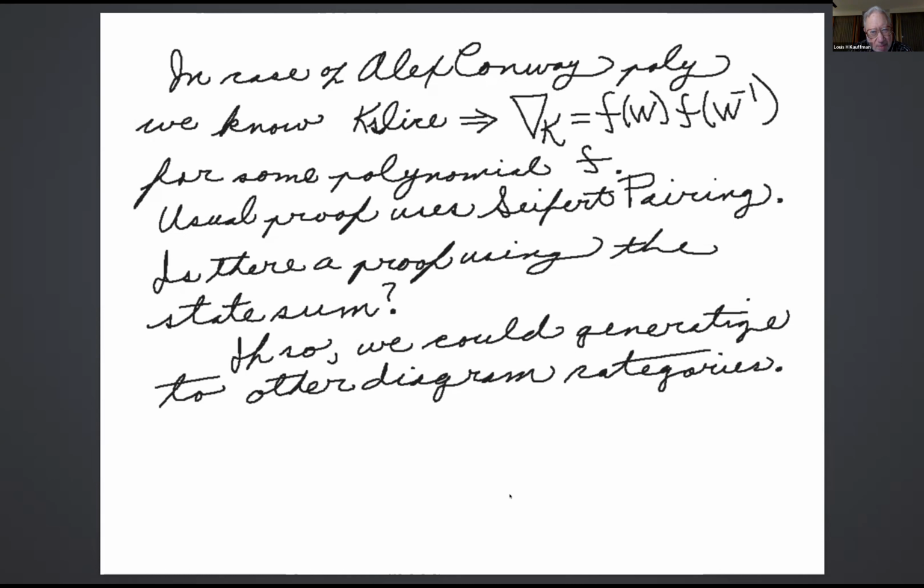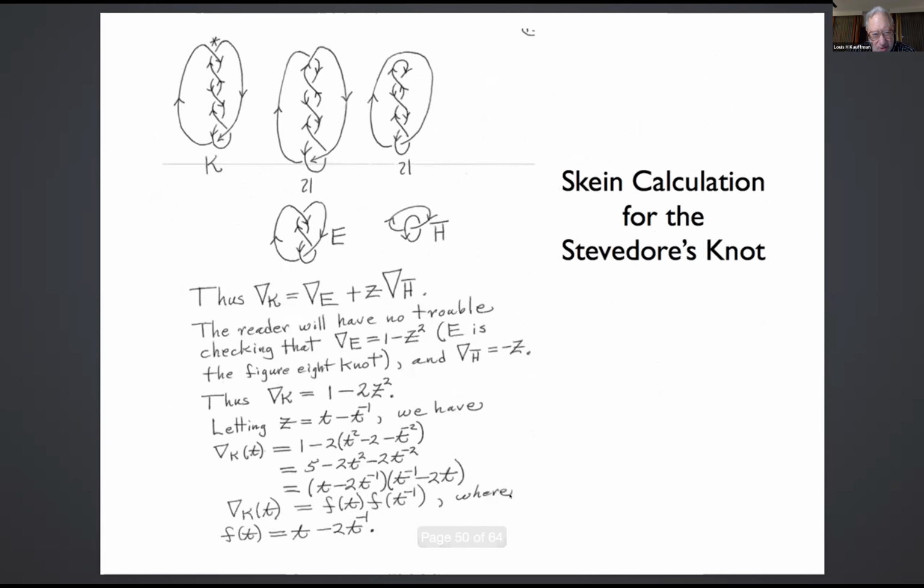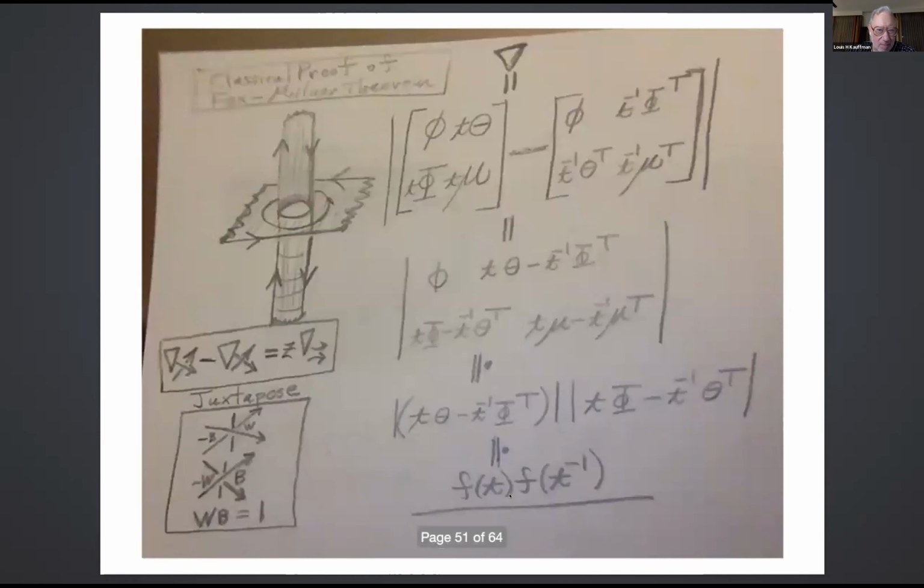But my problem is that I don't know a good proof, even in the classical case, of this theorem that uses only the state sum. So I'm back at an old problem that I would like to understand, to use the state sum alone to prove the Fox-Milnor theorem. There may be a way to do this, but it ain't obvious to me. So let me just remind you of some small thing about that problem.